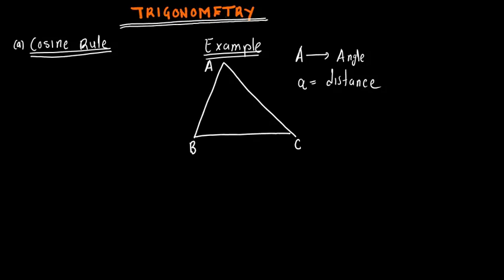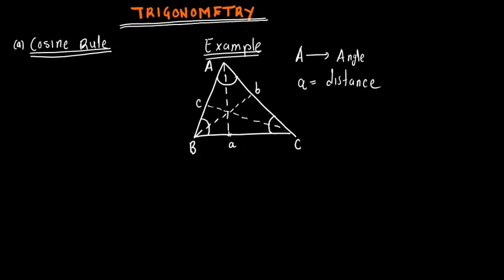What this simply means is, for A, my angle for A is this one, but if I want to find the distance for A, then the distance for A automatically becomes this one. If my angle for B is this one, then automatically my distance for B becomes this one. If my angle for C is this one, then automatically my distance for C becomes this one. So I'm sure you are able to see how I relate big letters with small letters.